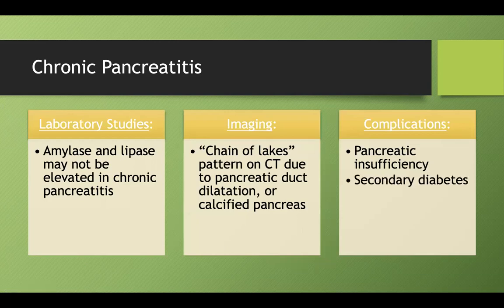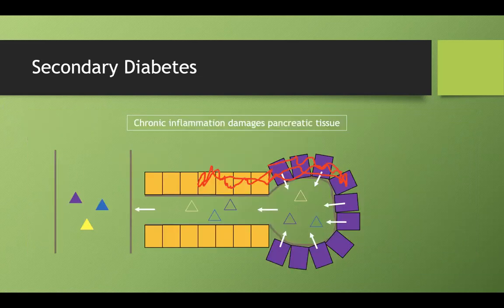Another complication to keep in mind is that you can get secondary diabetes. So what happens here is that this chronic inflammation damages all pancreatic tissue. It's not just the acinus and the ducts. It can also damage your nearby islets of Langerhans. And if those get damaged, you could potentially have secondary diabetes if enough beta cells are injured.